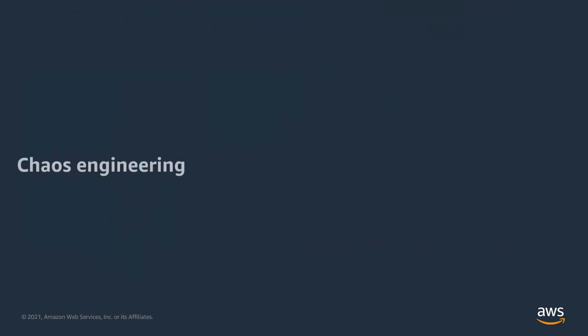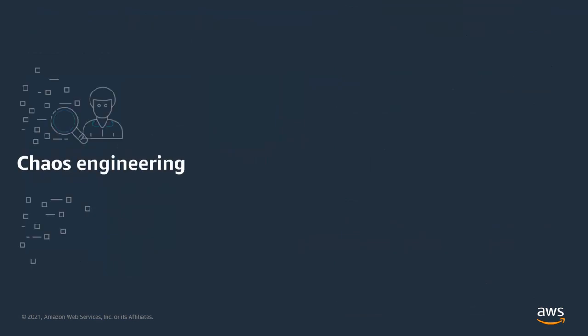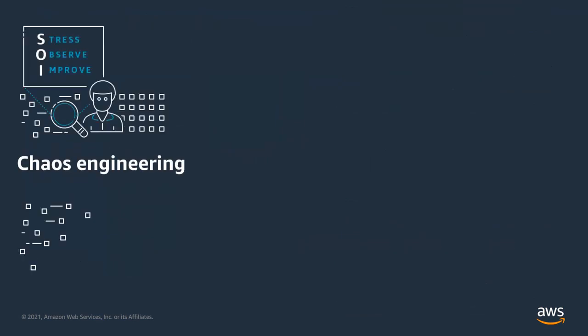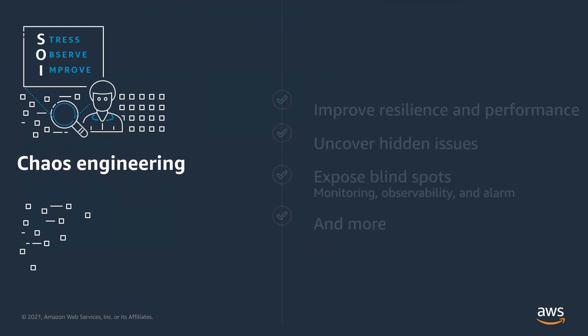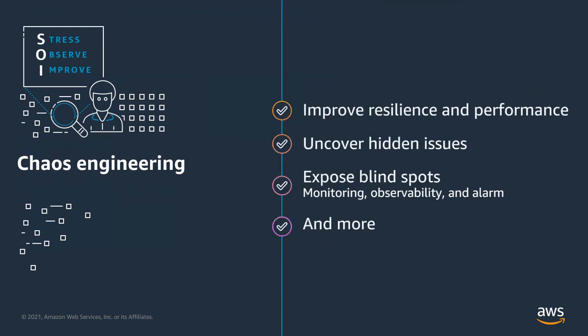So chaos engineering is the process of stressing an application in production environments by creating disruptive events such as server outages or API throttling. And I say production environments, but we shouldn't really think about chaos engineering only for production. We can do it in testing, in staging, in development environments as well. It's also about observing how the system responds and implementing our improvements.